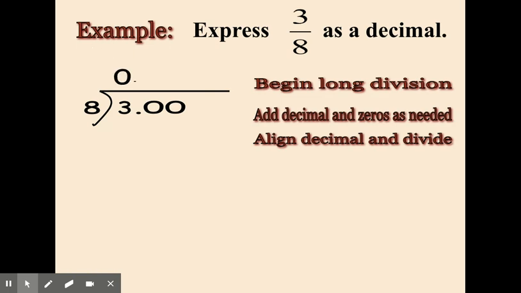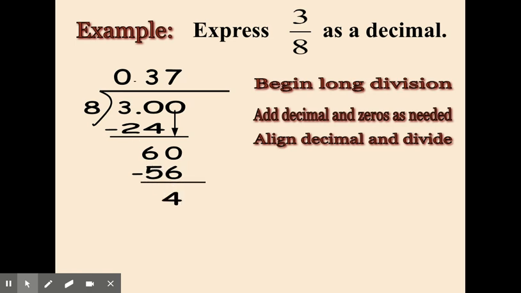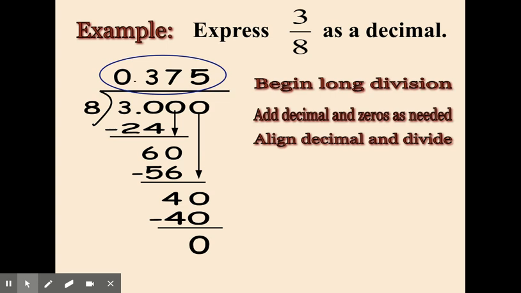dividing. 8 can't go into 3, so it's 0. 8 can go into 30 3 times. I multiply, that gives me 24. I subtract those two numbers, I get 6. I bring down, that gives me 60. 8 goes into 60 7 times. 7 times 8 is 56. I subtract, I get 4. I add another 0. I bring down. 8 goes into 40 5 times. That's exactly 40. Subtract, and I get 0. And there's our answer. 3/8 is 0.375 as a decimal.